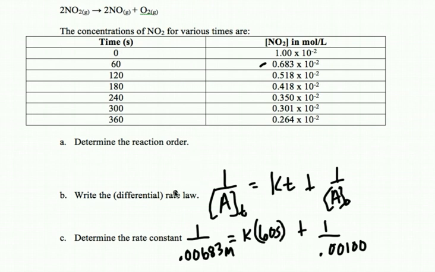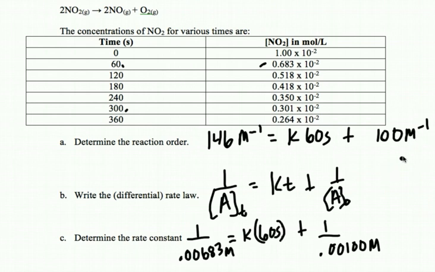It just helps me know my sig figs here. Really, I should think about all these having 2 sig figs, or that would have 3, I guess. But this is molar also. So if I rearrange, this ends up being 146 by taking 1 over that. So this is 146 molar to the negative 1 equals k times 60 seconds plus 100 molar to the negative 1.